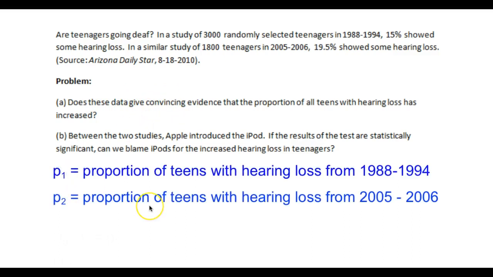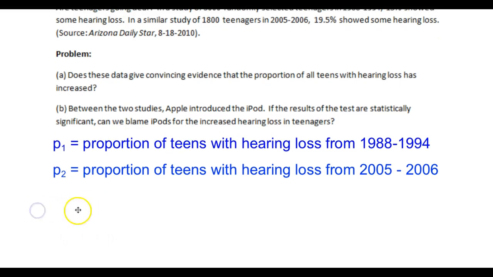To begin, let's define our two population parameters. P1 is the true proportion of all teens with hearing loss from 1988 to 1994, and P2 will be the true proportion of all teens with hearing loss from 2005 to 2006. So our null hypothesis is that there is no change or no difference in the population proportions.